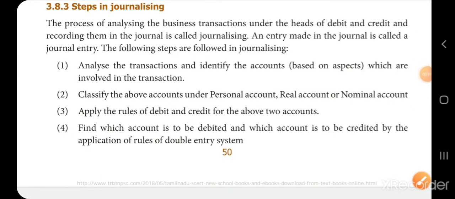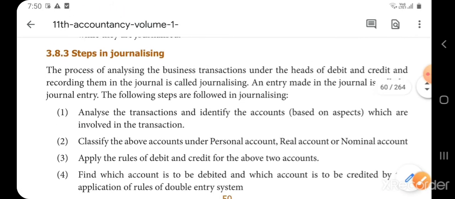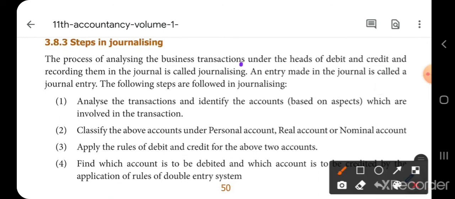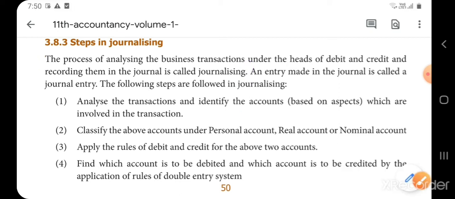Next is the steps in journalizing, that is, how to do the journal entries. The process of analyzing the business transaction under the heads of debits and credits and recording them in the journal is called journalizing. Whatever transaction is given, you analyze the transaction, find out what accounts are involved, and give a debit entry for one account and a credit entry for another account. That process is known as journalizing. An entry made in the journal is called a journal entry.